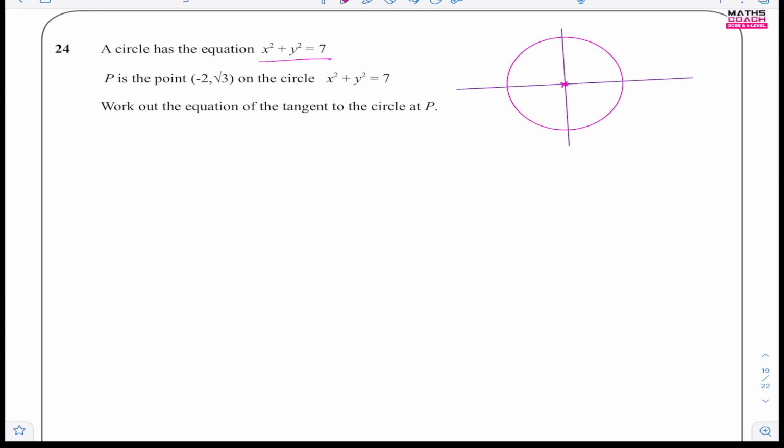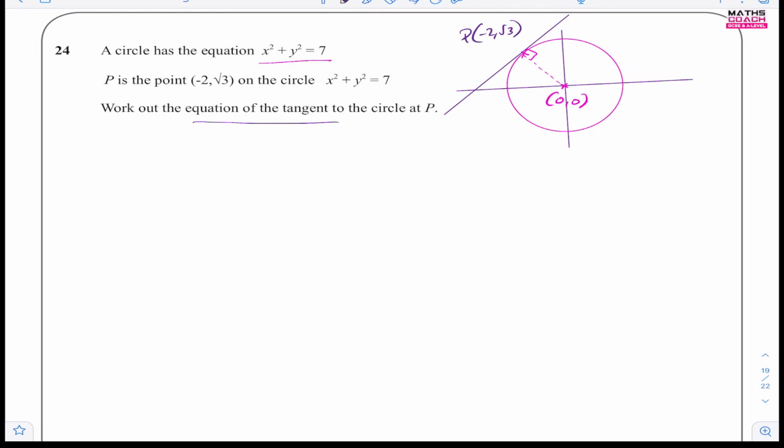We are told that the point P is minus 2, root 3. So let's just put it somewhere here. So minus 2, root 3 right there. And we are working out the equation of the tangent. So the tangent will be a line that comes and touches this circle at that point right there, something like that. So we know that the tangent and the radius meet at 90 degrees, and the center of the circle is 0, 0.